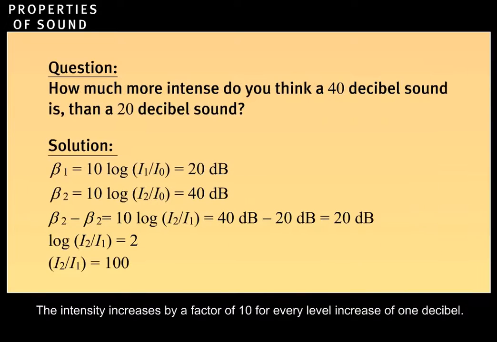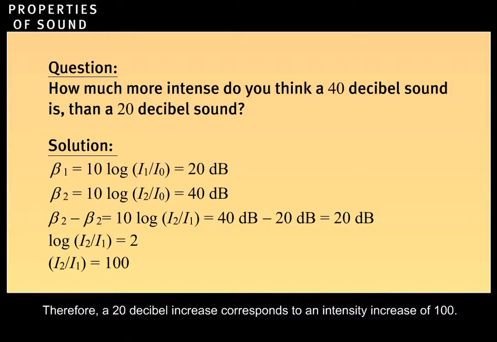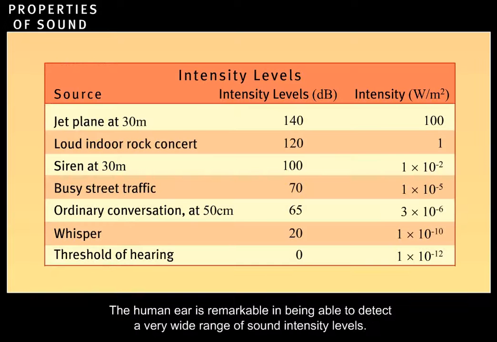Correct. The intensity increases by a factor of 10 for every level increase of 10 decibels. Therefore, a 20 decibel increase corresponds to an intensity increase of 100. The human ear is remarkable in being able to detect a very wide range of sound intensity levels.